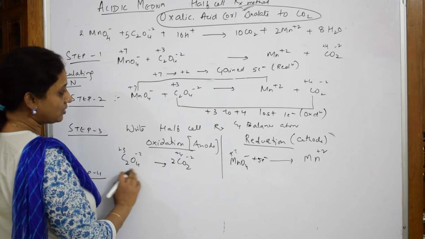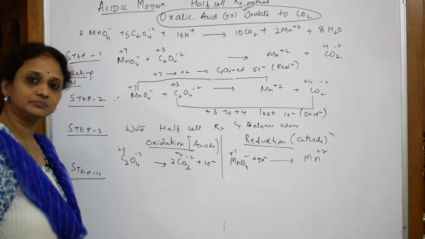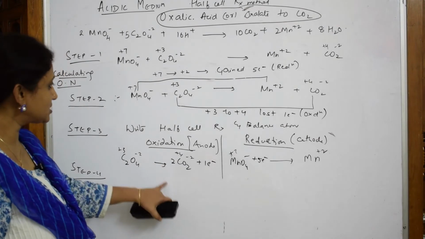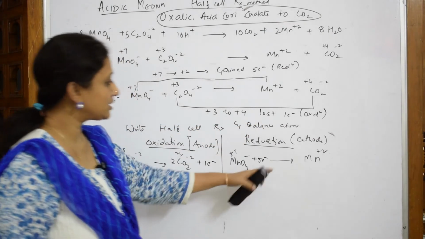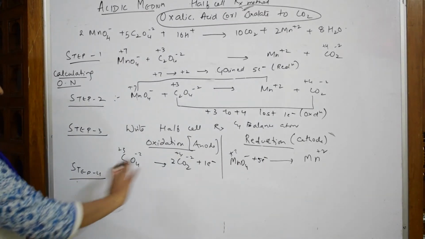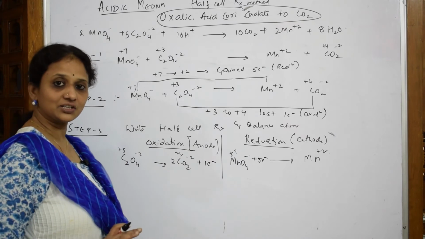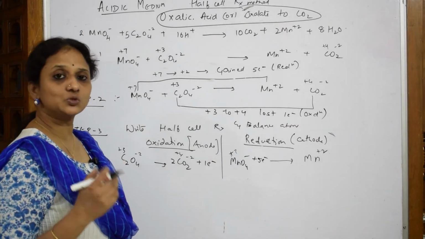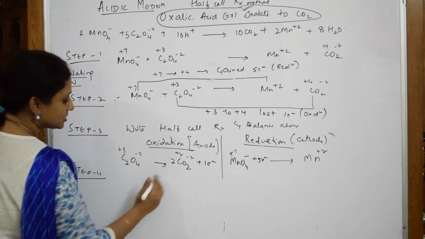And here what happened? Oxalate, how much has it lost? It has lost 1 electron. Correct? Hope you understood this. This has lost 1 electron on the outer side. This has gained 1 electron on the inner side. Done. Now in step 4, you are going to take these two half cell reactions and balance them with oxygen. You have to balance oxygen. Let us write this reaction first.